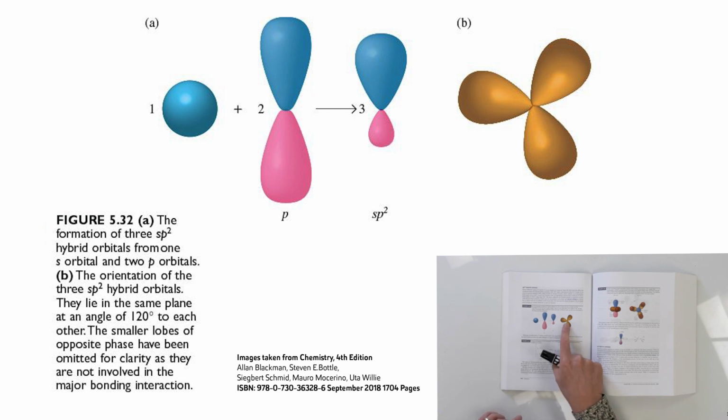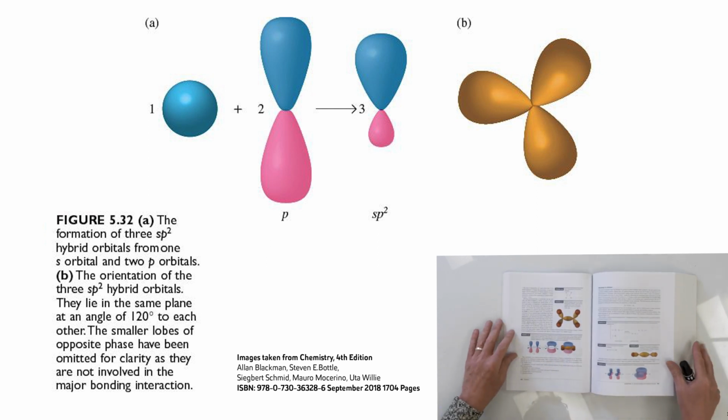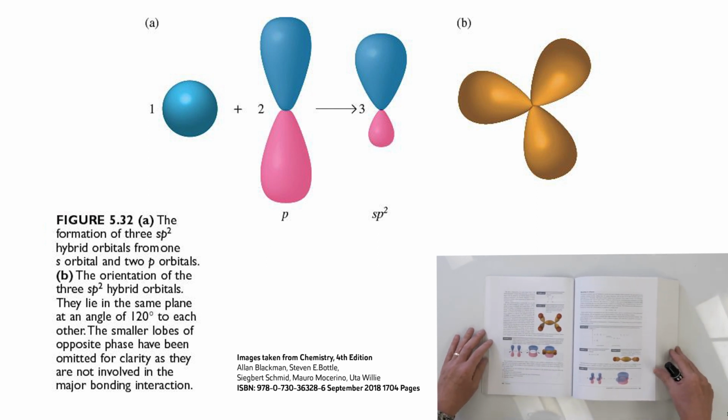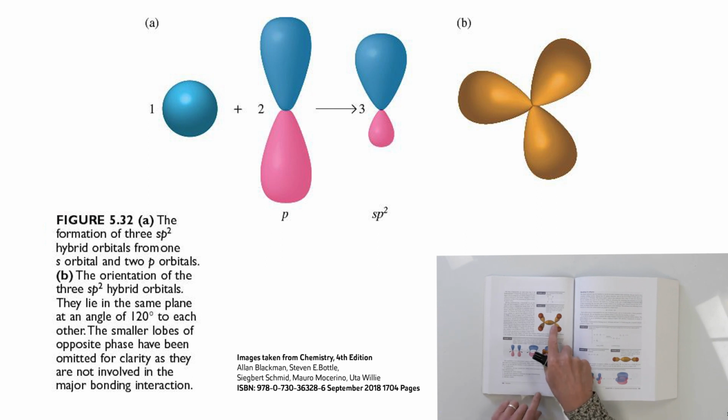So that's the sort of arrangement now that we're going to get around our central carbon atom. So let's now imagine taking 2 carbon atoms that are sp² hybridized, okay? So here's a carbon atom that's sp² hybridized. Here's a carbon atom that's sp² hybridized. Each of those sp² hybrid orbitals contains a single electron.